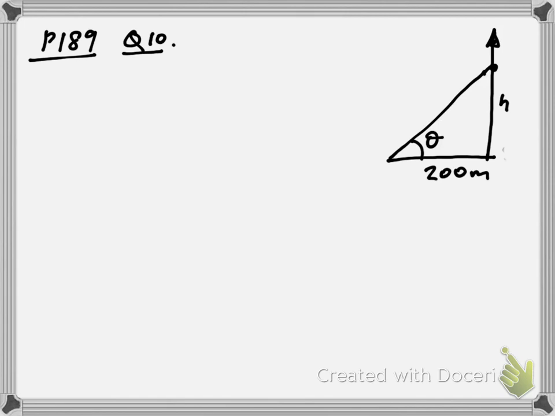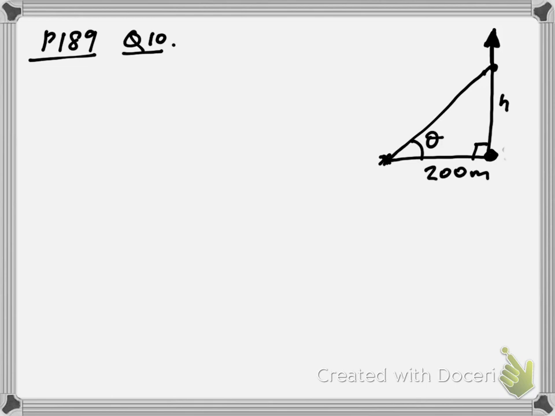Okay, so the next question we will be looking at is on page 189, question number 10. So the question reads something along the lines of: a rocket is launched vertically, so it goes up like that. So there's your rocket, which goes up straight, and there's a launch site which is 200 meters away from an observation deck. Sorry, observation deck is there, launch site is there. Tracking device is at the observation station, which is here.